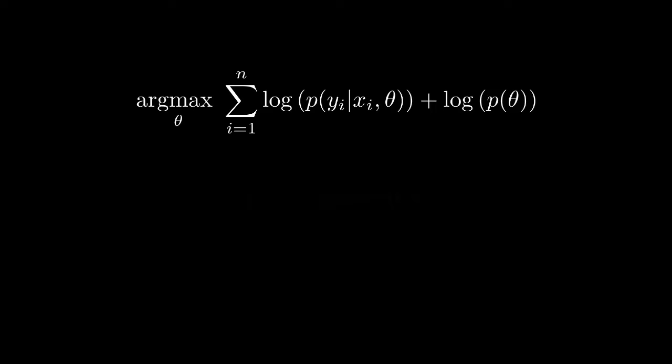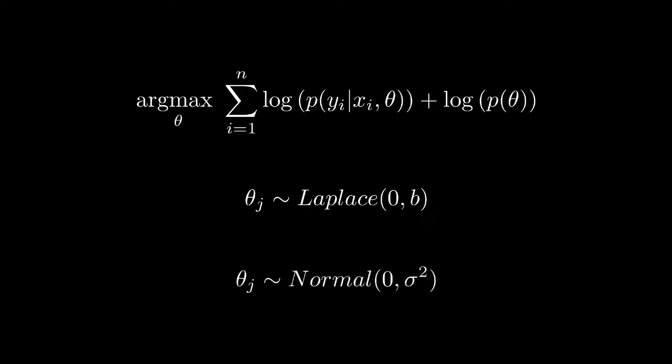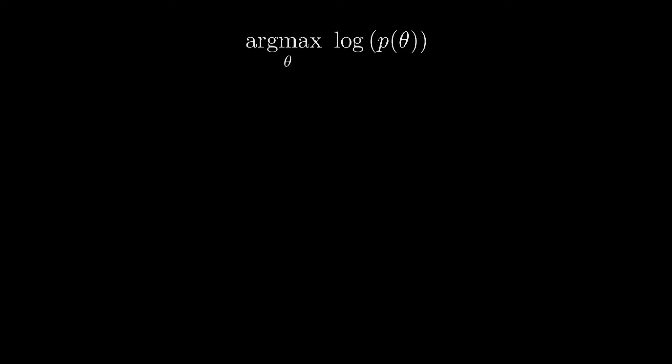Instead, we may believe that the correct parameters are reasonably close to zero rather than very large or small values. It's typical to assume that each individual parameter is independently drawn from either a Laplace or normal distribution with zero mean and some constant fixed scale or variance, respectively. For now, let's look only at the log prior of theta term.